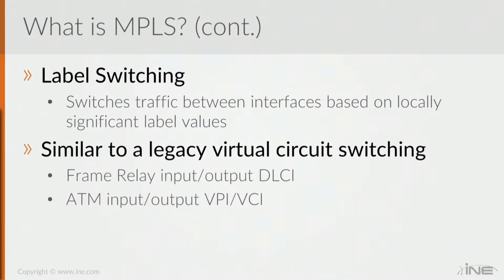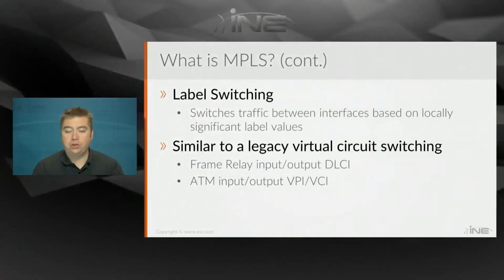Now, the basic logic of this is similar to how legacy frame relay switching or legacy ATM switching worked, where in frame relay we had an input and output data link connection identifier, or a DLCI, and in ATM we had an input and output virtual path identifier and virtual channel identifier, or the VPI/VCI. So the point is that this address does not have global scope like an IPv4 address or an IPv6 address does. It's only locally significant, similar to a MAC address, between the directly adjacent layer 2 devices on that particular local segment.